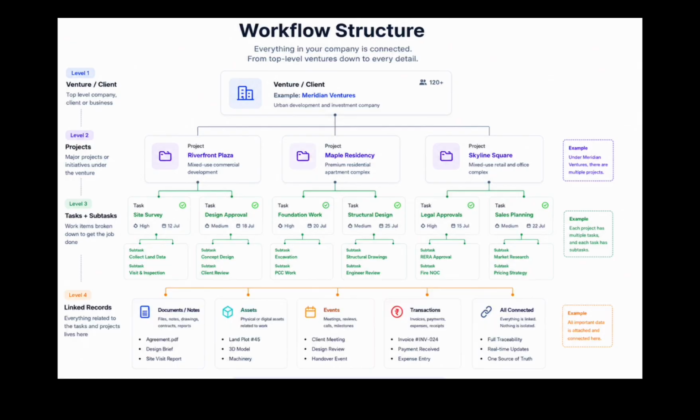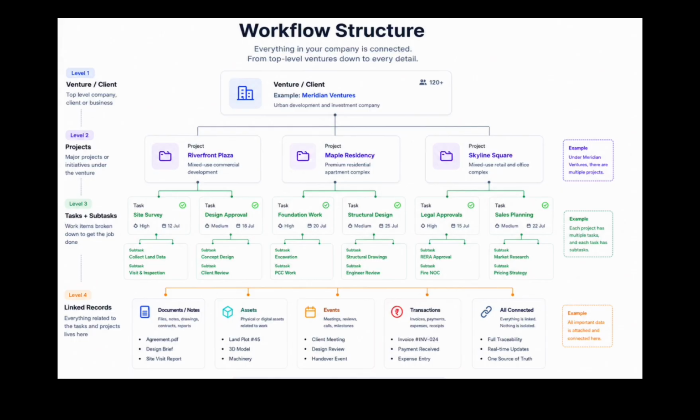After understanding task and subtask, we have linked records. These are the supporting details connected to the work like documents, assets, events, and transactions, etc. For example, a task or a project can have documents like agreements, reports, assets like land, equipment, events like meetings, site visits, transactions, any kind of documents that are very much necessary and need to be connected to a particular project or a venture or a task or a subtask.